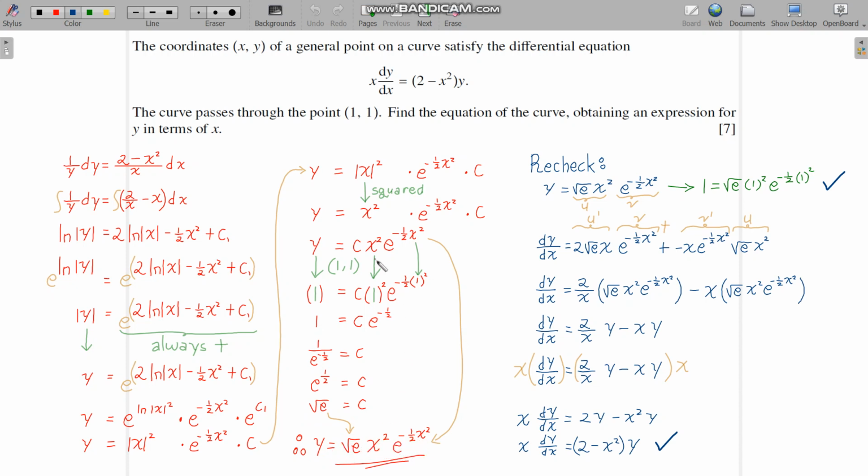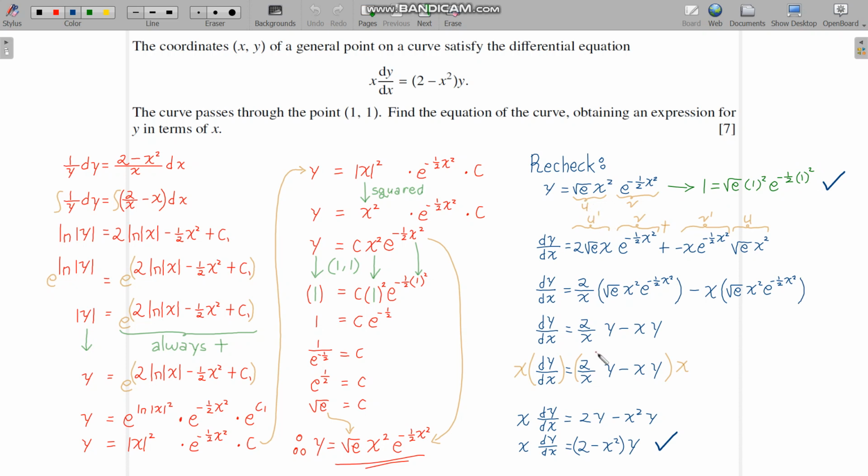Just replace this c with the value of c, and you can recheck by, first of all, (1, 1) must be on this function or on this curve. So when you replace the y with 1 and the x with 1, the equation must be true. And if you just use your calculator on the right, you will get 1 here.